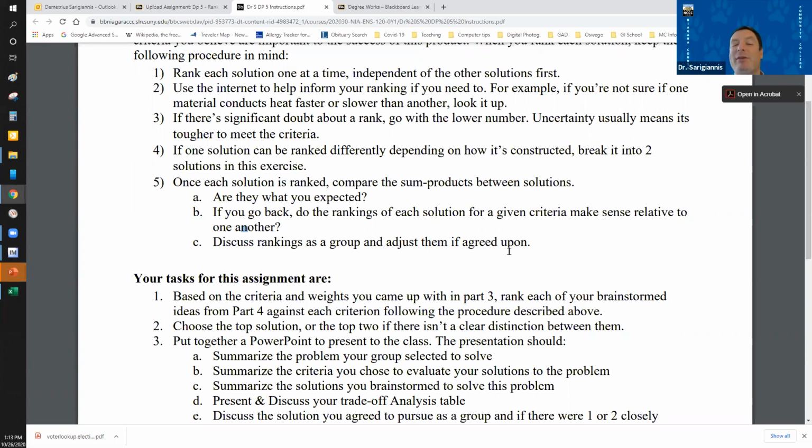Anyway, there's been plenty of times where we've done the rankings and we're looking at it, we're like, wow, that's kind of surprising. And we go back and we say, yeah, this makes sense. If you look at the rankings, and we look at these solutions or whatever the problems are relative to one another, these rankings make sense. But the point is to agree on them as a group. And, if there's some discussion, record that.